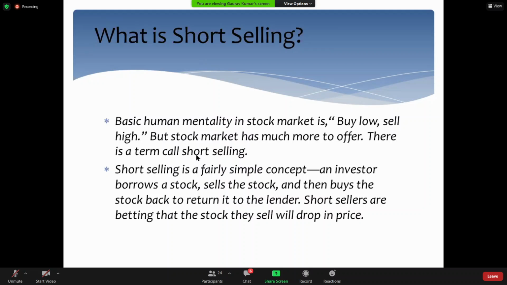So, the stock market has much more to offer. Buy low and sell high is the basic human mentality, but the stock market allows you to sell high and buy low. First you sell and then you buy back, and that is called short selling. Basically you are betting that the stock's price is going to fall. So first you sell at a higher point, and then buy back that particular stock at a lower price. Suppose I give you a situation.